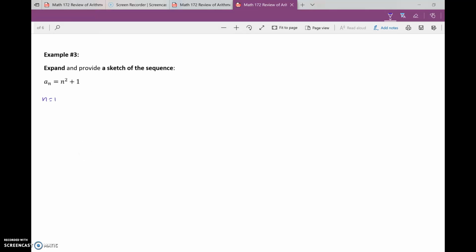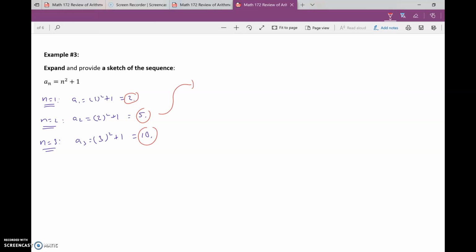So for n is equal to 1, you would actually have that a sub 1 is equal to 1 squared plus 1, or the value of 2. N is equal to 2, a sub 2 would actually give us 2 squared plus 1, or, well, 4 plus 1, I'm getting 5 for the next one. N is equal to 3, a sub 3 is equal to 3 squared plus 1, which is going to give us 10. So you only need 3 terms in the expansion, or 3 non-zero terms, same as what we've done before.